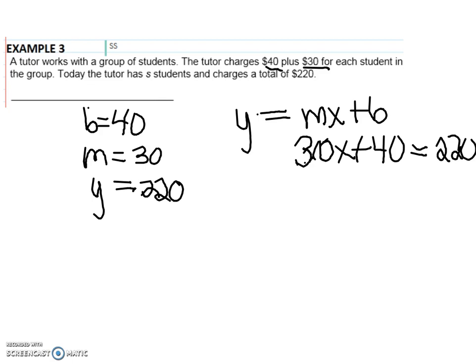All right, so that is how you set these up. So for homework, you're going to set up the equation and you are going to solve for the variable.